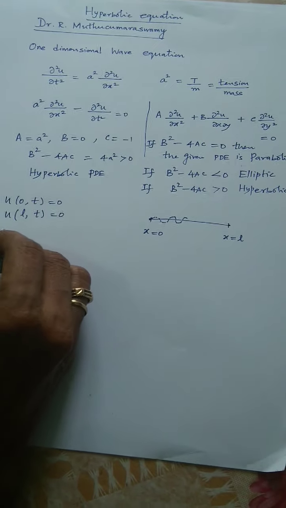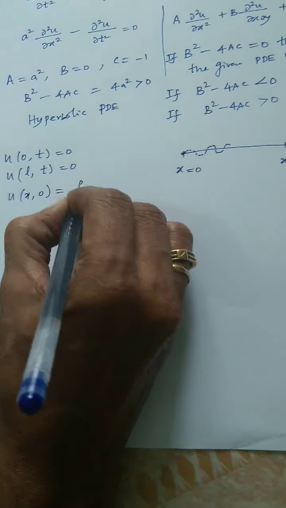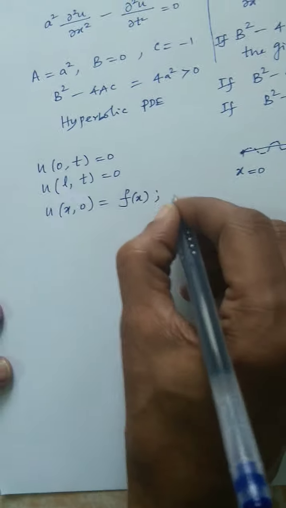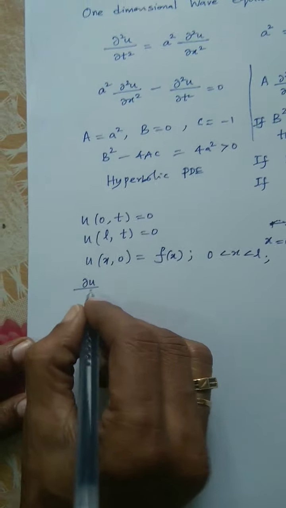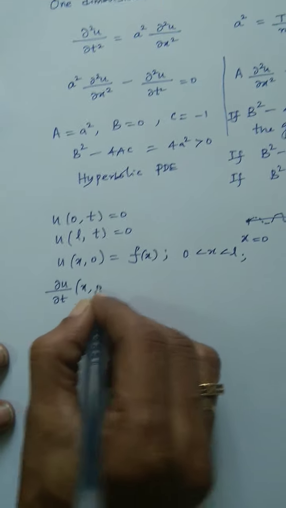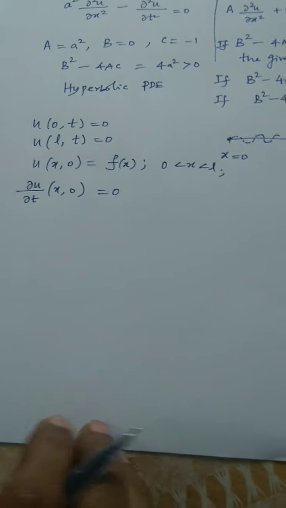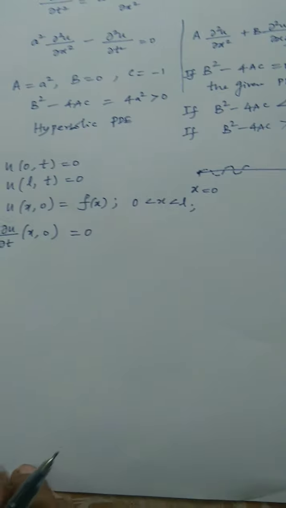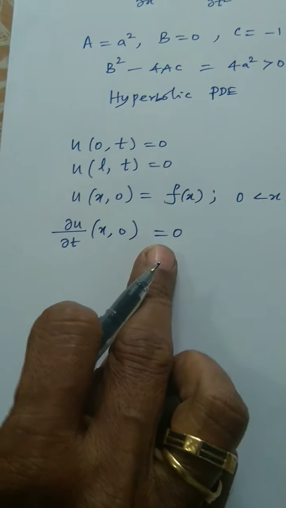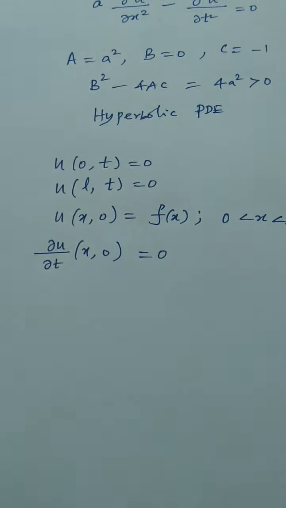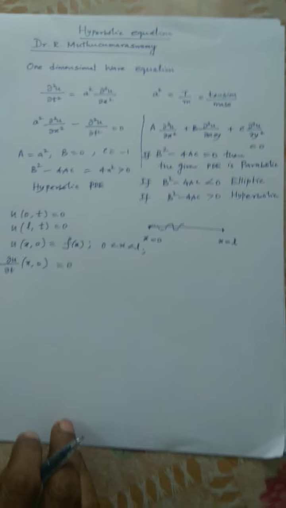So these two conditions are by default the boundary conditions. Now the third one is the displacement: u(x,0) equals some function f(x) for the given range 0 to L, and then the velocity equals 0. For undergraduate level, especially in numerical problems with hand calculation, we set the velocity equal to 0. This velocity may be non-zero; in that case the displacement function at t = 0 would be 0. Now our focus is only on this particular model.